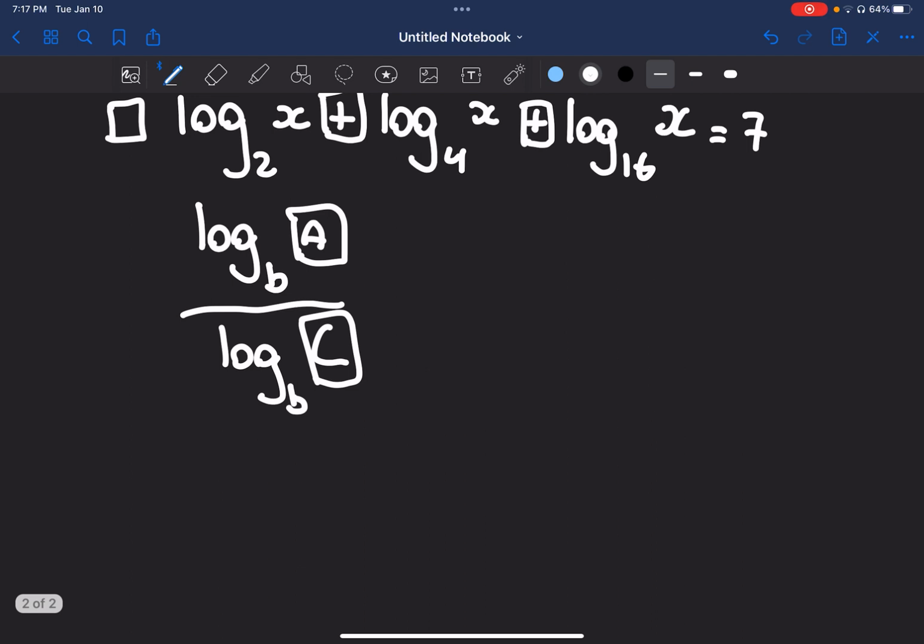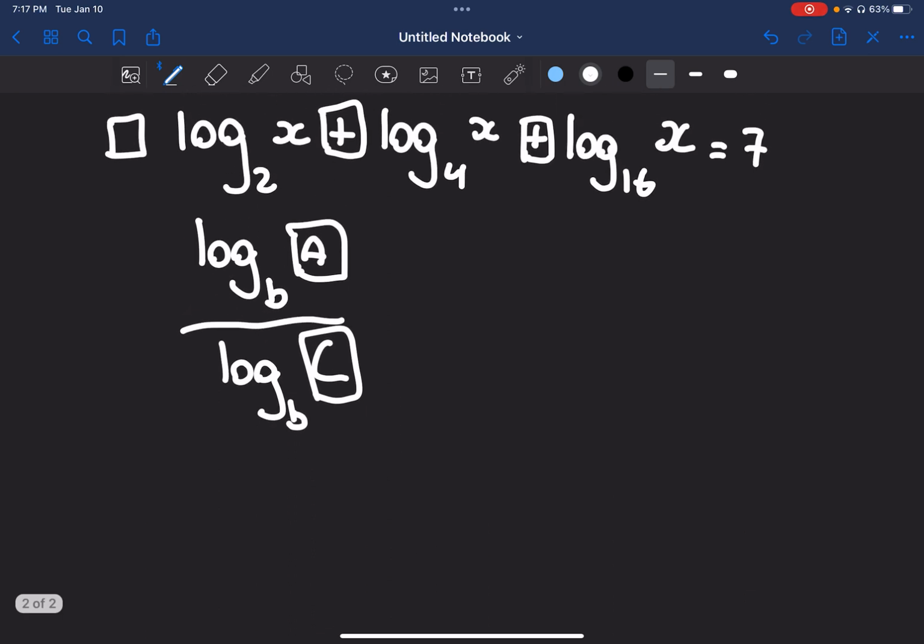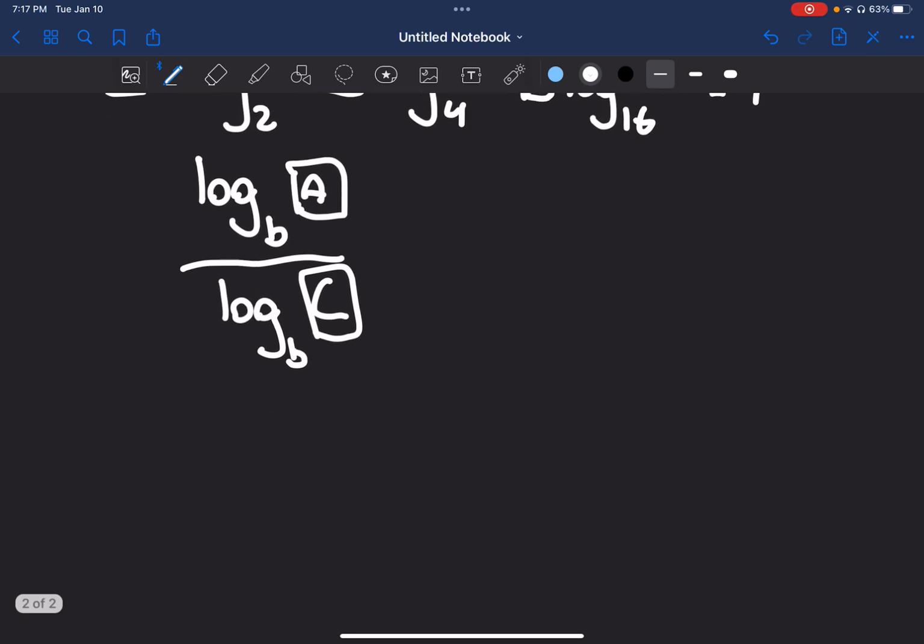So what you need to do when changing bases is always try to change base to the easiest one. So right now we see log base 2 of x, and this seems very simple. So let's convert log base 4 of x and log base 16 of x to log base 2.